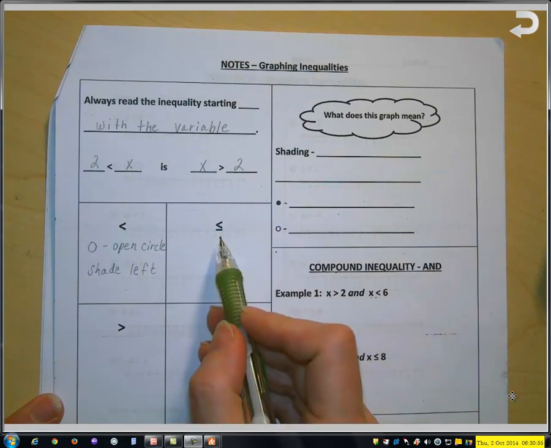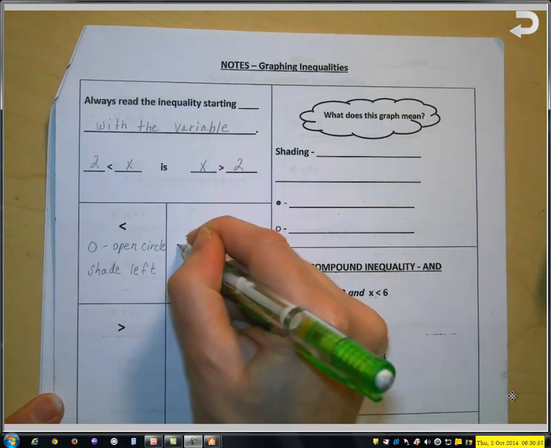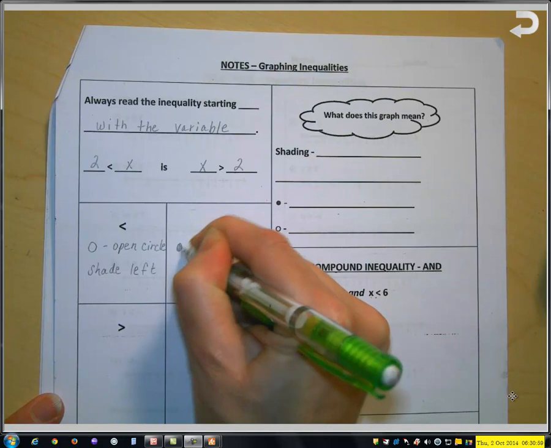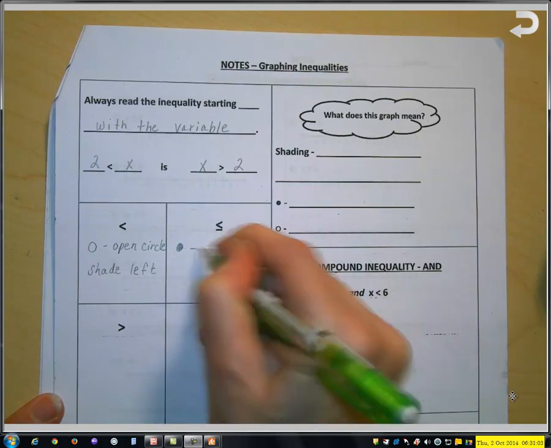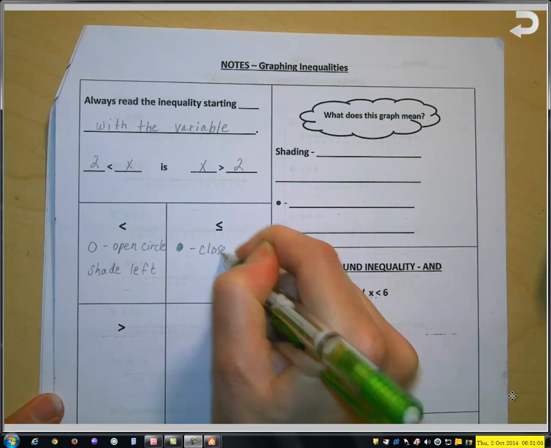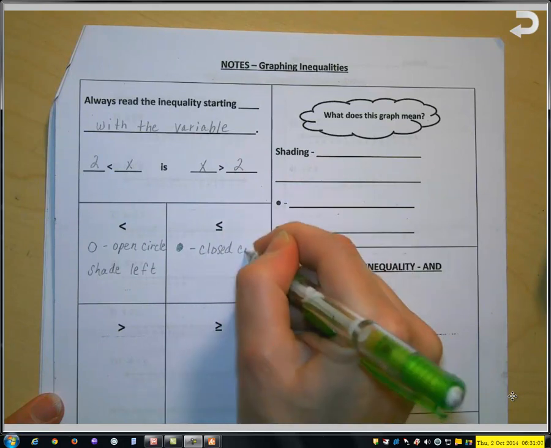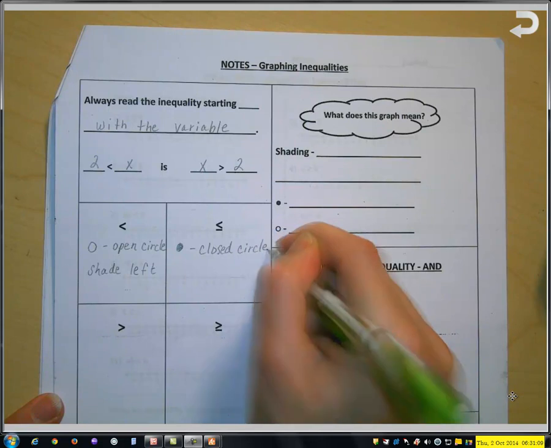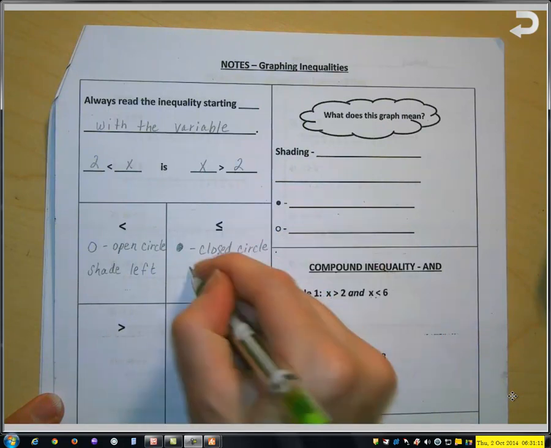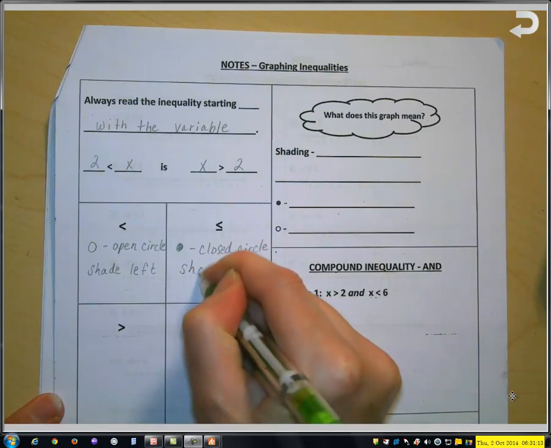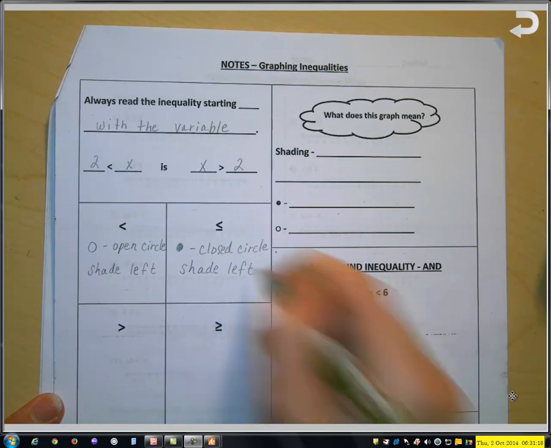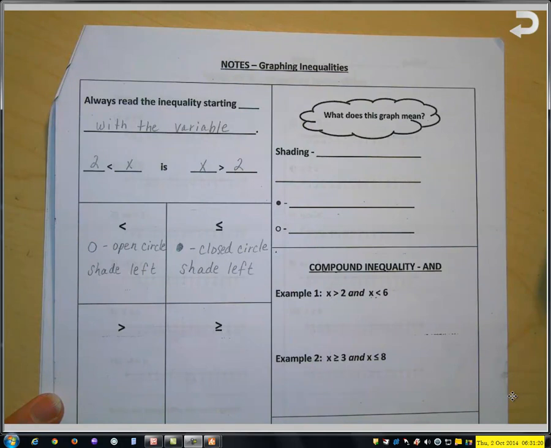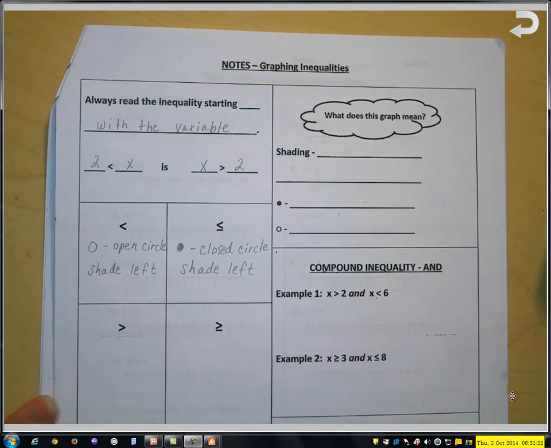If we are graphing a less than or equal to, we're going to graph a closed circle. We call this closed because it's shaded in. And we're going to shade also to the left because it is still less than. So the smaller numbers on the number line are going to be located to the left.